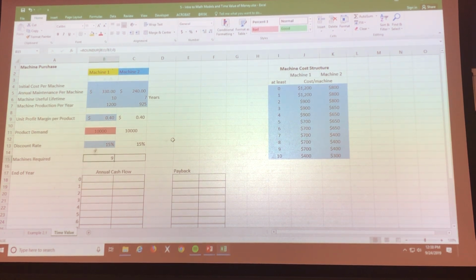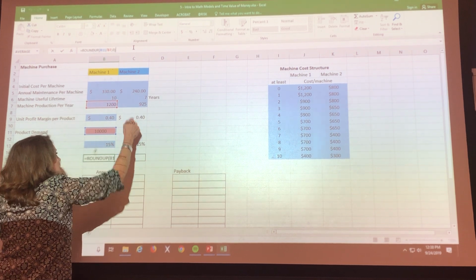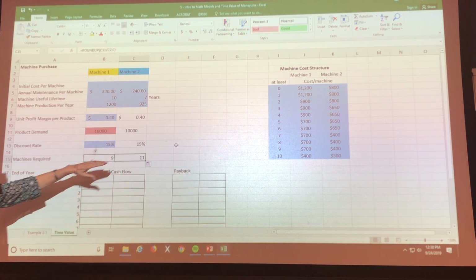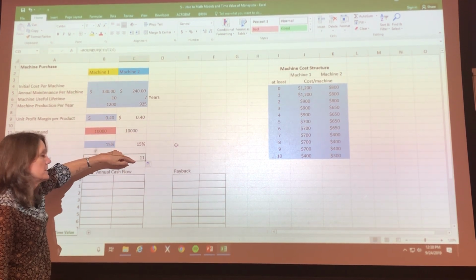Now, everything there I just copied over because this machine doesn't make as much. I discovered that for this machine, I need 11 machines because it doesn't have as high an annual capacity, so I would need 11 of these machines.